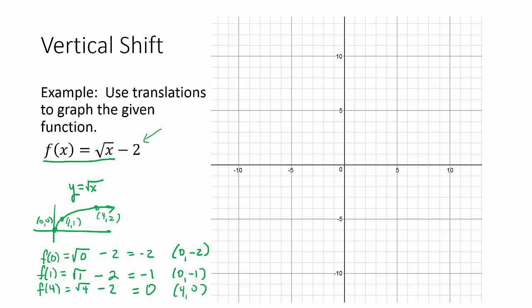Notice that the original parent function went through 0, 0. That point has now moved to 0, negative 2, shifting downward 2 units. The original parent function went through 1, 1. We're now going through 1, negative 1, shifting downward 2 units. The original parent function went through 4, 2. We're now going through 4, 0, shifting downward 2 units. It's going to have the same shape as the original parent function, but everything is shifted downward 2 units. You're essentially just subtracting 2 from each of the original y values.